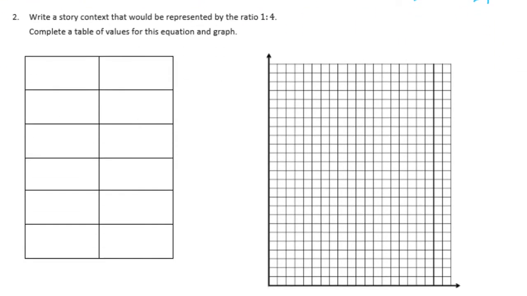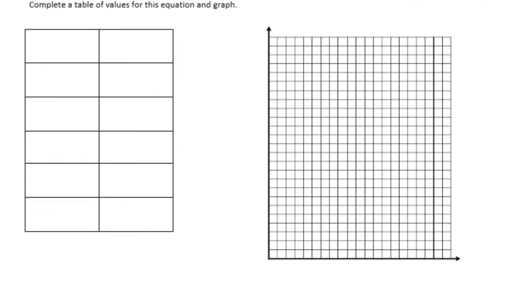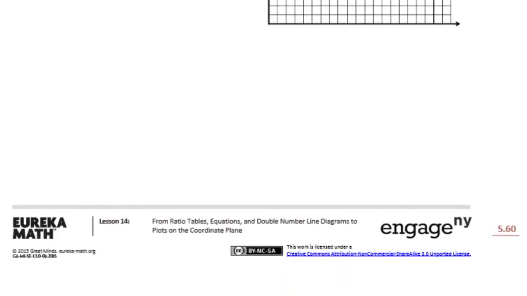Number 2, write a story context that would be represented by the ratio 1 to 4. Complete a table of values for this equation and graph. So we need to think of a story. I'll write it down here. Since I have my mind on baking from the last one, and pies, maybe let's do something about cookies. What do you put in cookies? Usually there's a lot of butter in cookies or flour.